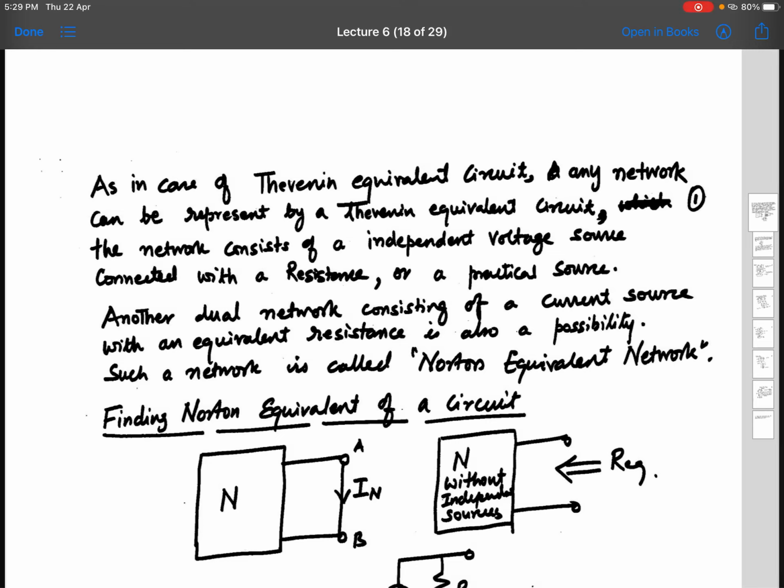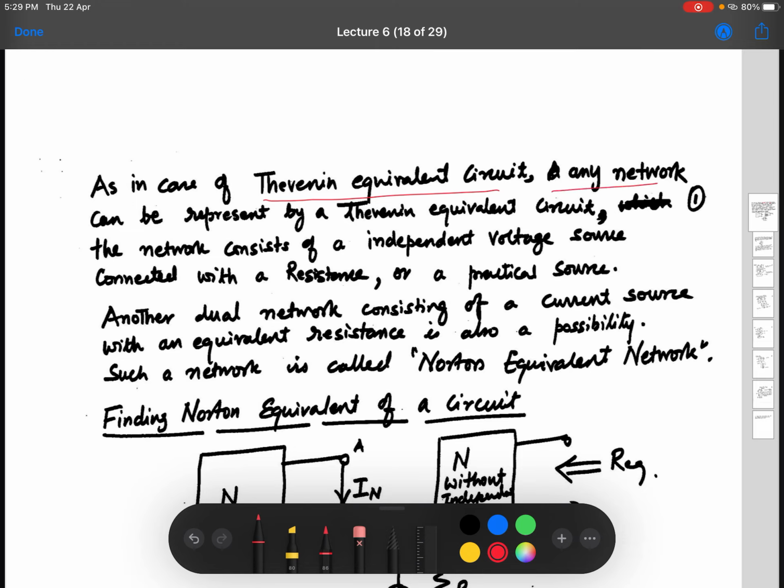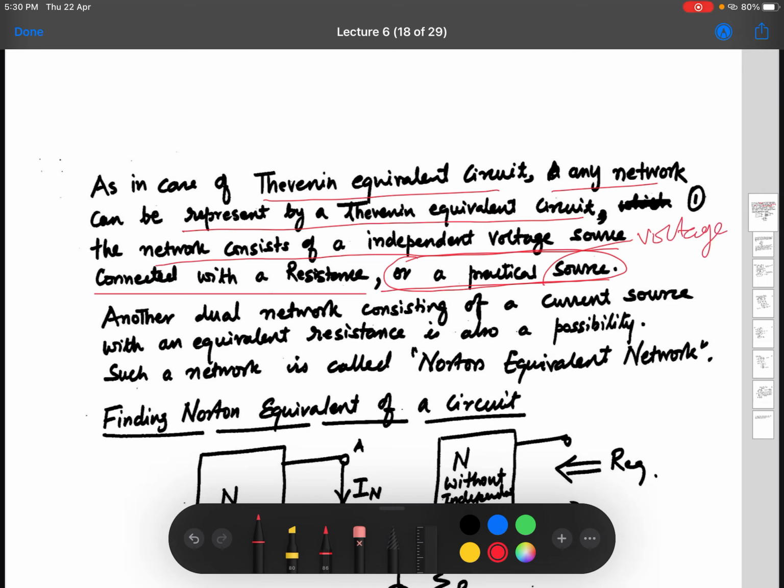Okay, so in the last lecture we saw that any network can have a Thevenin equivalent, and that is represented by a Thevenin equivalent circuit. That circuit consists of an independent voltage source connected with a resistance, which you can call a practical source. So a network can be shown as a practical voltage source. The source part has a value called VTH, and the resistance part is an equivalent resistance.